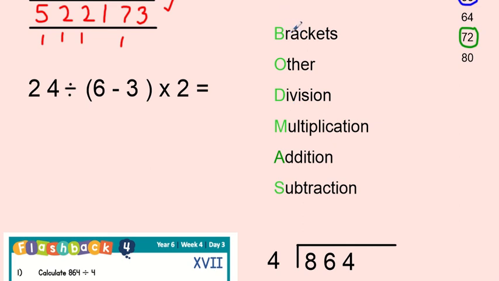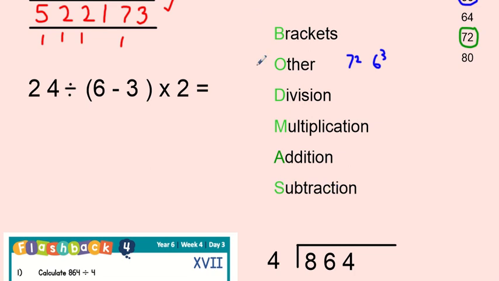So B stands for brackets, O stands for other, which when we were at primary school could be squared or cubed numbers. When you go to secondary school, you'll have other calculations you'll be able to add in for that one. D stands for division, M stands for multiplication, A stands for addition, and S stands for subtraction.